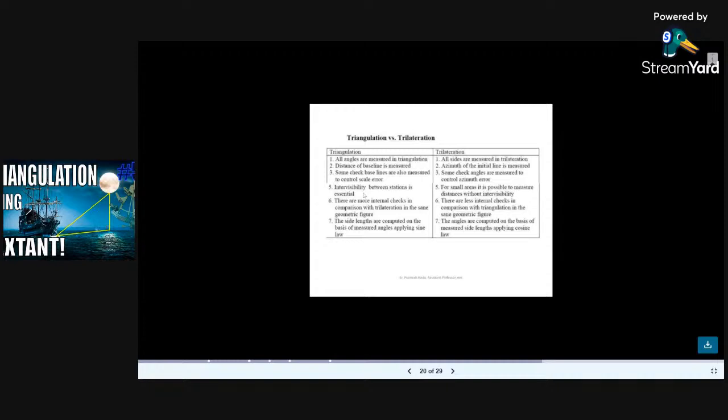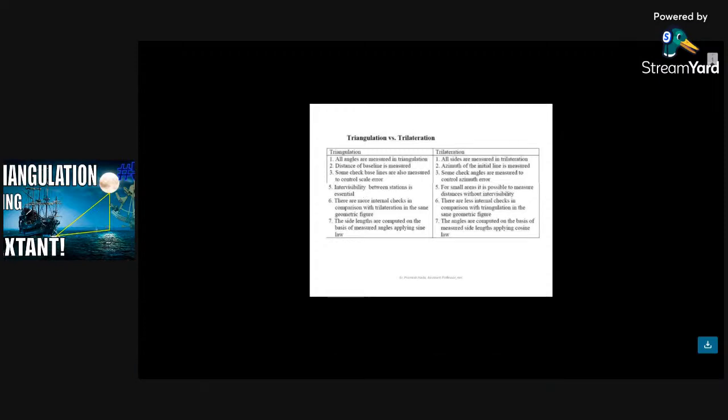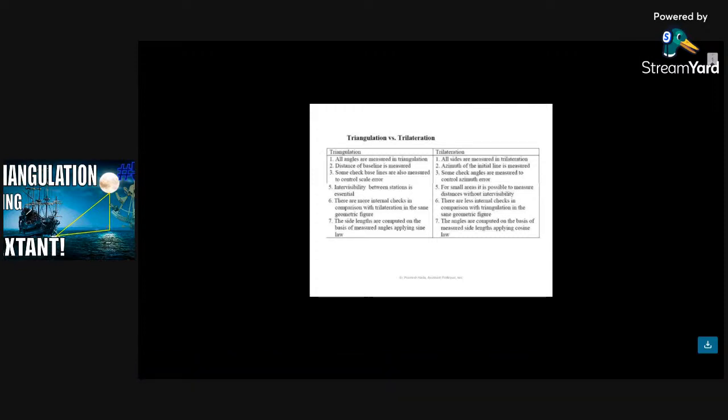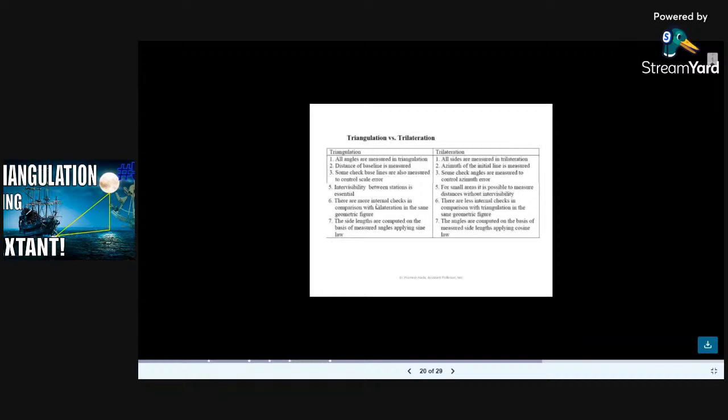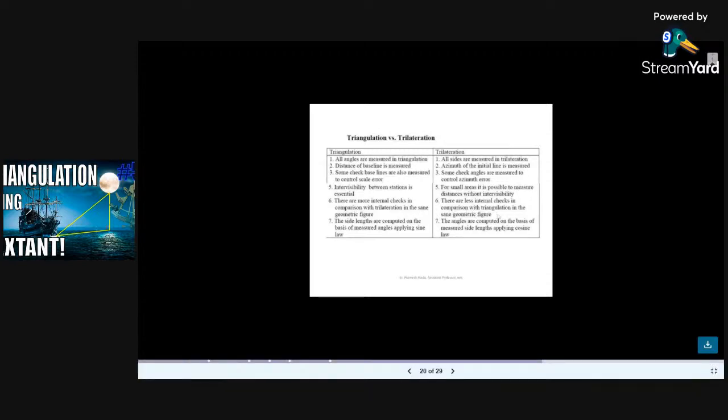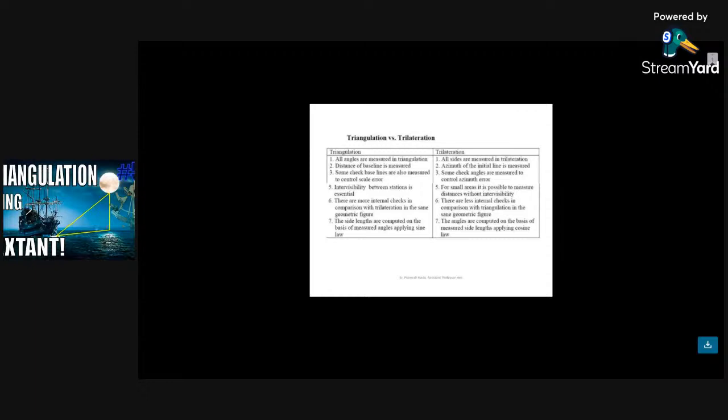Triangulation, number five, intervisibility between stations is essential. Number five, for trilateration, for small areas, it is possible to measure the distances without intervisibility. Not really anything to do with the sextant. Number six, for triangulation, there are more internal checks in comparison with trilateration in the same geometric figure. Number six, for trilateration, there are fewer internal checks in comparison with triangulation in the same geometric figure.